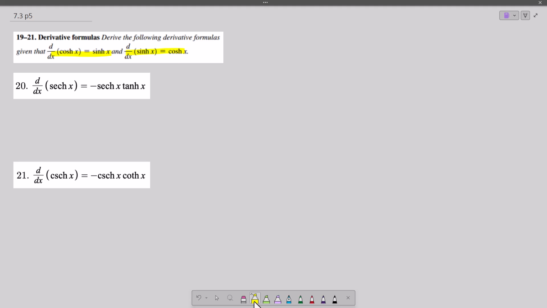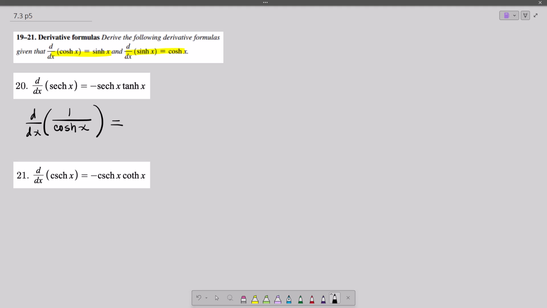So for example, if we want to know the derivative of sech, our base knowledge is that the derivative of sinh is cosh, and the derivative of cosh is sinh. To use that, we're going to think about taking the derivative of 1 over cosh, because we can write sech as 1 over cosh. Just like secant is the reciprocal of cosine, sech and cosh are reciprocals of each other. And now we use the quotient rule.